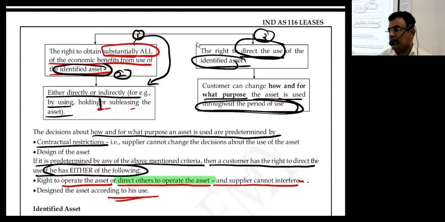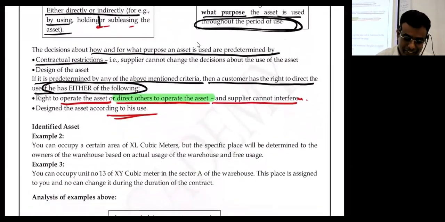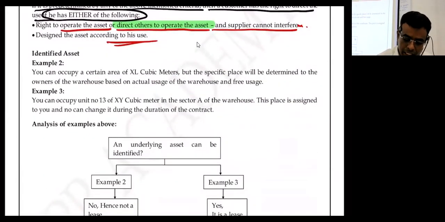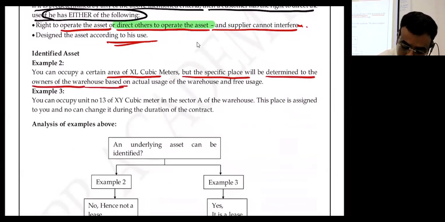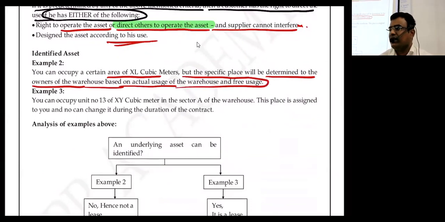Today and tomorrow you can feel very free, because almost all the examples are here. Listen, example number 2. You can occupy a certain area of X cubic meters, but the specific place will be determined by the owner of the warehouse based on actual usage of the warehouse and free usage. Why this unnecessary example? Next time I will change it. I started FR classes with 50 students. Wherever they want to sit, they can sit. The place is not fixed.